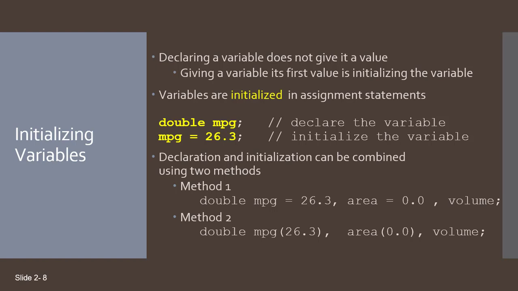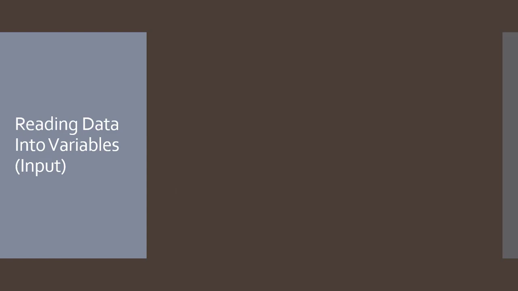And there are many ways to do this. Down at the bottom of the slide you see method 1 and method 2. Method 1 uses assignment statements to get data into miles per gallon and area. Method 2 puts the assignment data in parentheses. We'll talk about that toward the end of the semester. From the beginning of the semester, we won't use that very much. We'll use assignment statements because they just make a lot of sense.